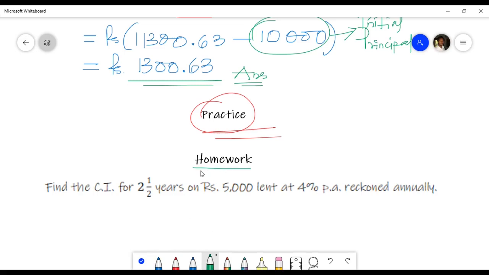There is a homework that I have given you. Solve this homework. Try to do it by yourself. Find the compound interest for 2.5 years on rupees 5,000 lent at 4% per annum, calculated annually.